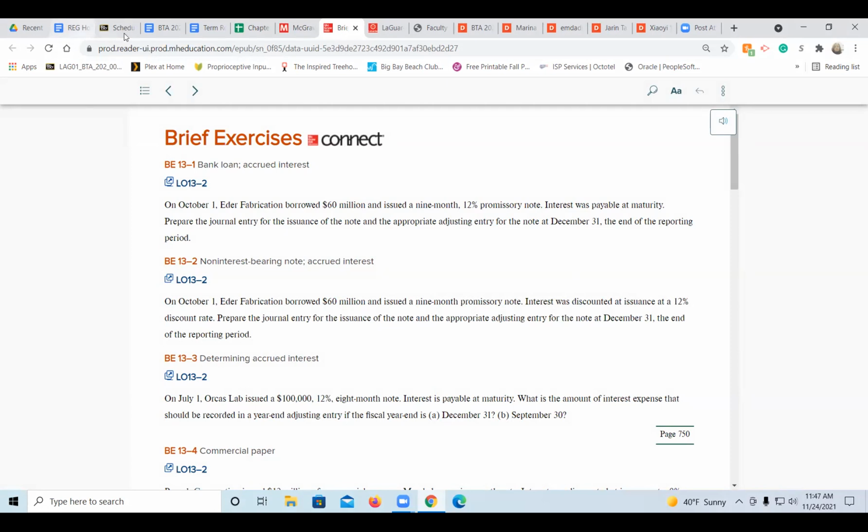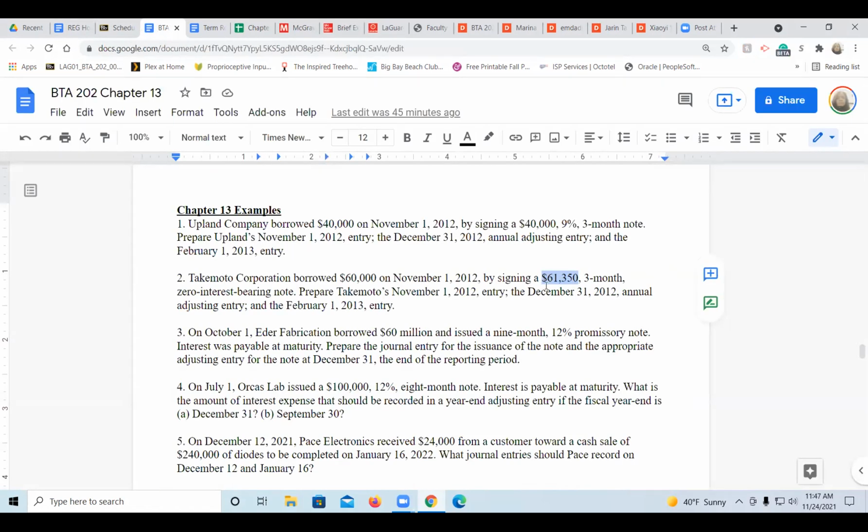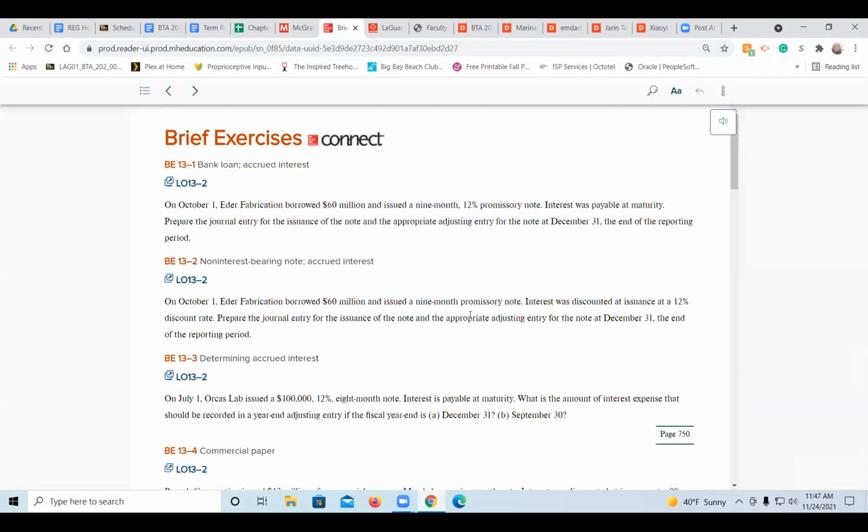With this other example that I just did, they told us, in essence, the amount of interest, because you can see that's $1,350, but we didn't do one where they don't tell you the interest and you have to calculate it yourself, okay? So let's do this brief exercise 13-2.